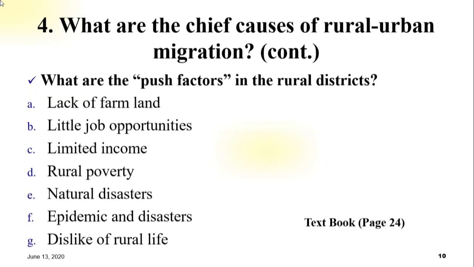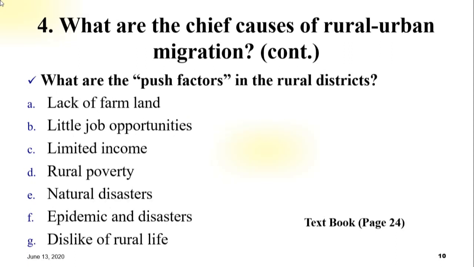Number 4 again, the first point: what are the push factors in the rural district? Why do they migrate from the rural district to another place? Because of, one, lack of farmland. Lack of farmland means not enough land for farming. Two, little job opportunity. It means there is very little opportunity to get a job.